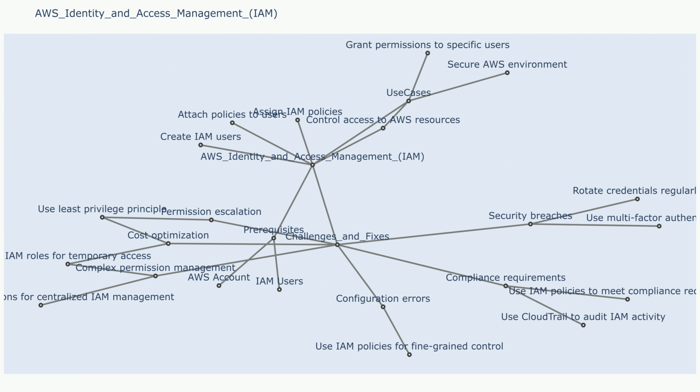Cost optimization. Use IAM roles for temporary access. Use IAM roles to grant temporary access to AWS resources, reducing the number of active user accounts and associated costs. Fix: employ IAM roles to grant temporary access to AWS resources, minimizing the number of active user accounts and associated costs.